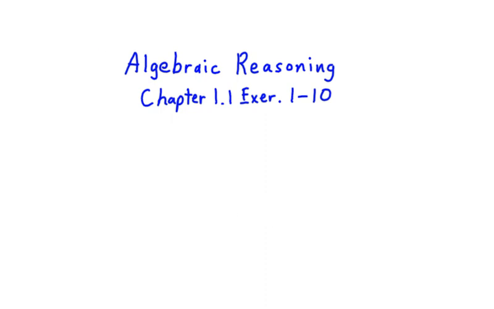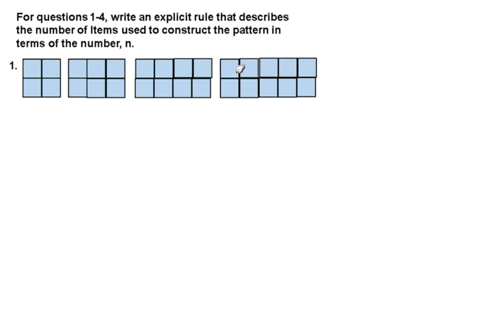This is Algebraic Reasoning, Chapter 1.1, Exercises 1 through 10. For questions 1 through 4, write an explicit rule that describes the number of items used to construct the pattern in terms of the number n. So I'm probably going to do just one of these four, and just to give some direction on this.